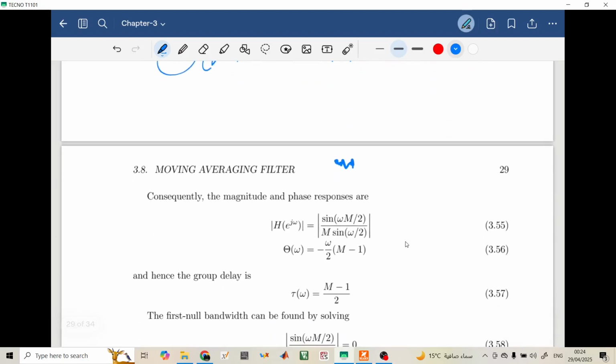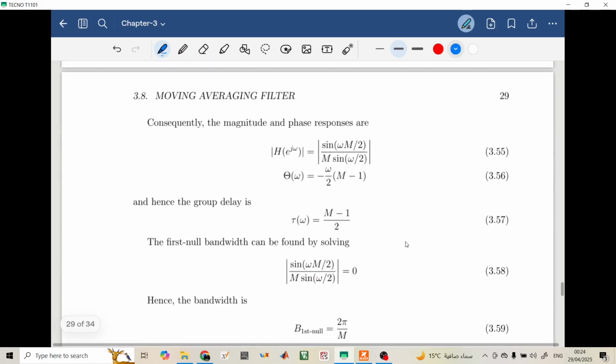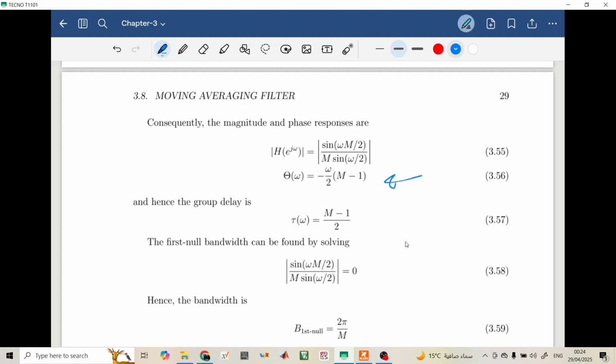So we're taking the phase response here. So we get 3.56, and as we said earlier, this is the magnitude response. Now if we take the minus derivative of the phase response, we arrive at the group delay as we did before. Okay, now let's find the first null bandwidth.